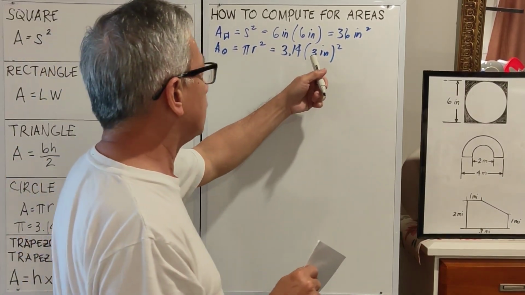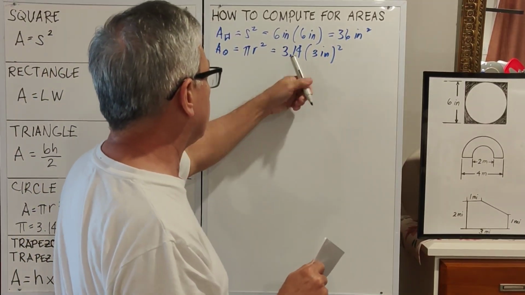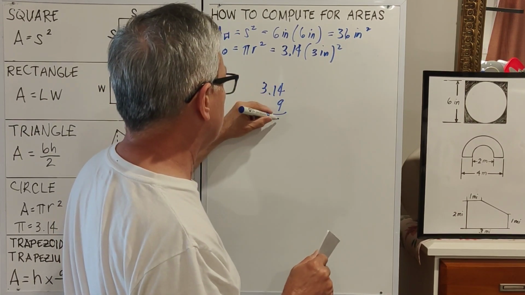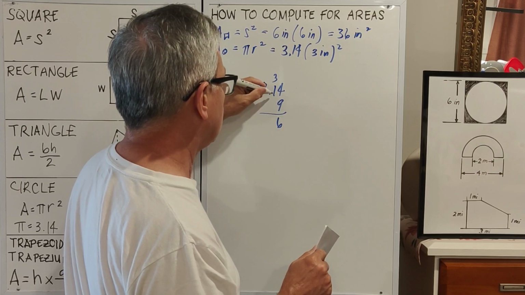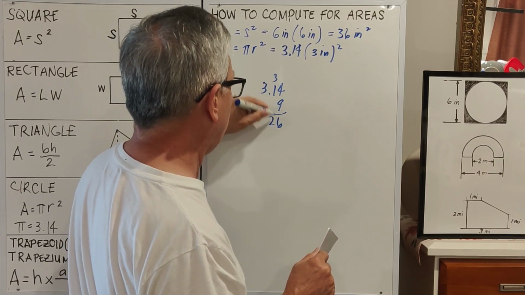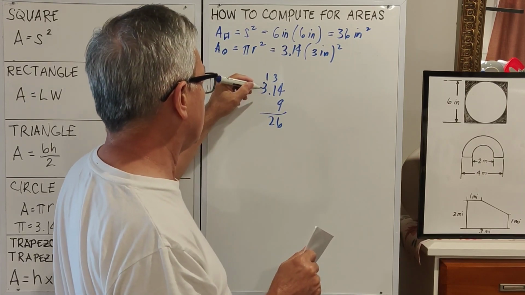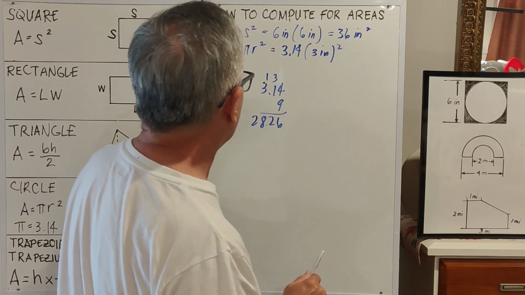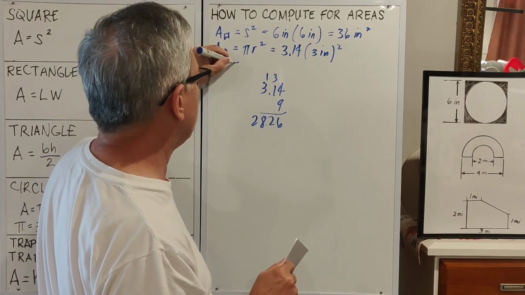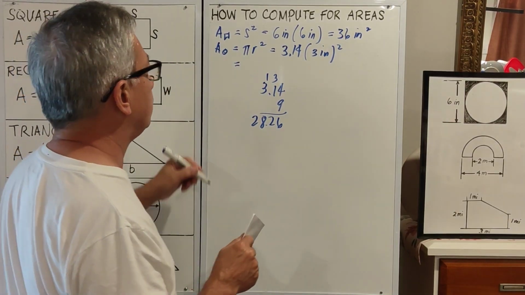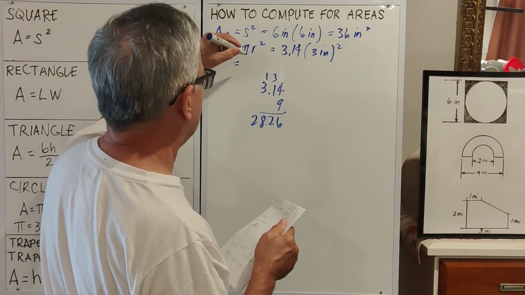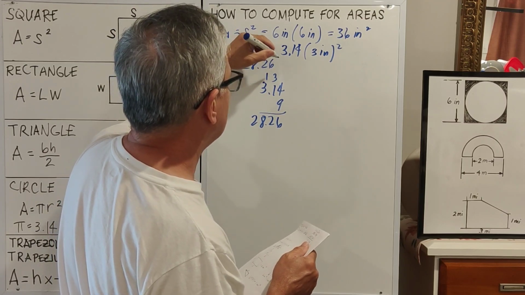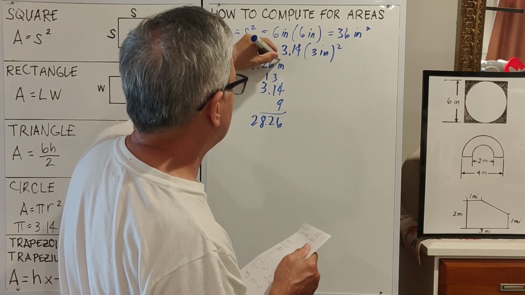Now 3 times 3 is 9, so we multiply 3.14 times 9. 9 times 4 is 36. 9 times 1 is 9, plus 3 is 12. 9 times 3 is 27, plus 1 is 28. So the area of the circle is 28.26 inch squared.